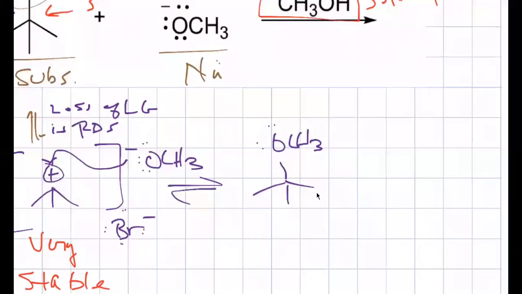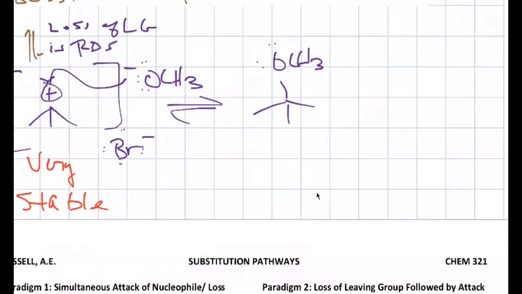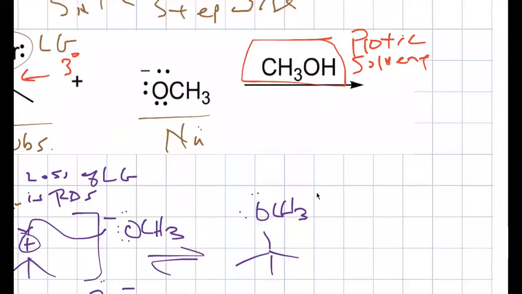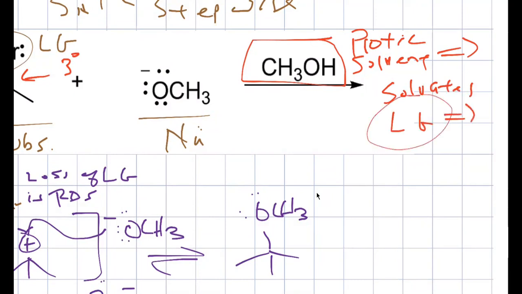Let me see if I can fit that in somewhere. I'll write it right here. It solvates the leaving group and that adds stability. And it doesn't matter if it solvates the nucleophile too, because the rate is not determined by the attack of the nucleophile. It is determined by the loss of your leaving group.